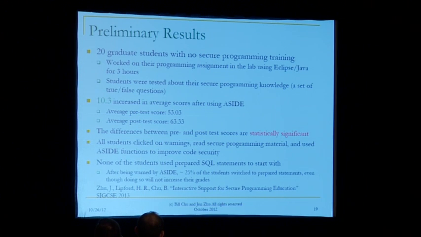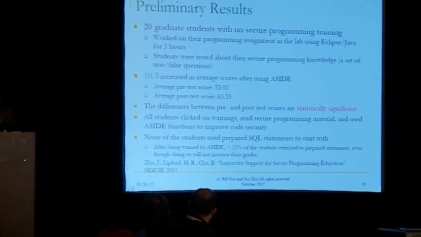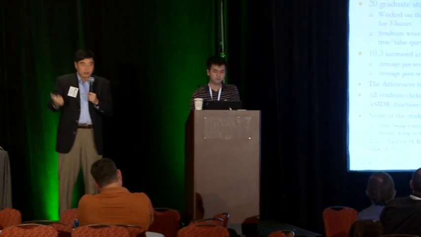Now, what you would expect, being true-false questions, is a 50% chance of getting it right. So indeed, before they use the tool, the average score is about 53%, so roughly random. But after, they got a 10% increase. We ran standard statistical analysis tools, and it shows it's statistically very significant. So the idea is, just after using it for 3 hours, they began to learn the concepts of input validation, output encoding, and things like that. This is not with anybody teaching them. They're just reading the material, going to OWASP, understanding that kind of information.